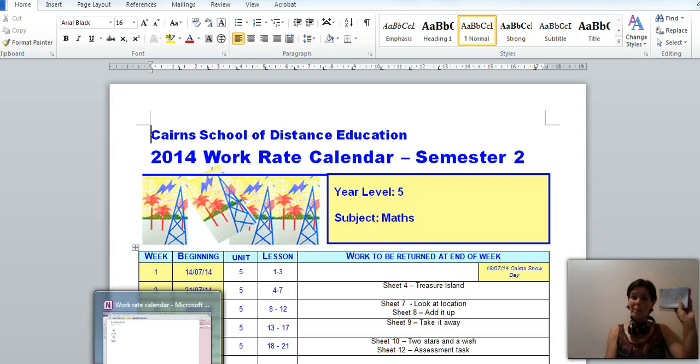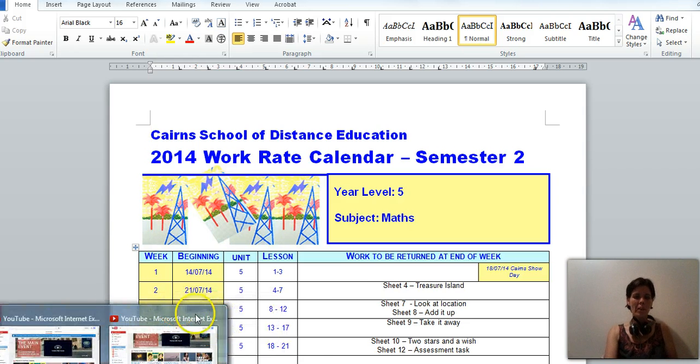Excuse me, I'm going to have to look at my notes every now and then on this one because there was a fair bit for me to remember.